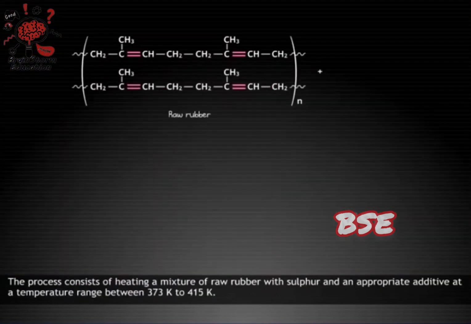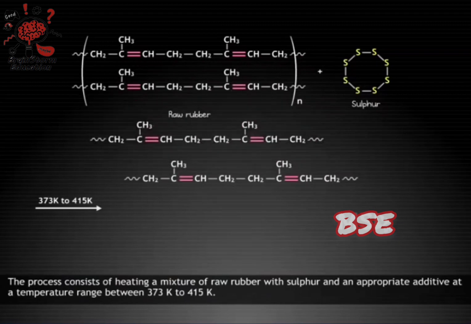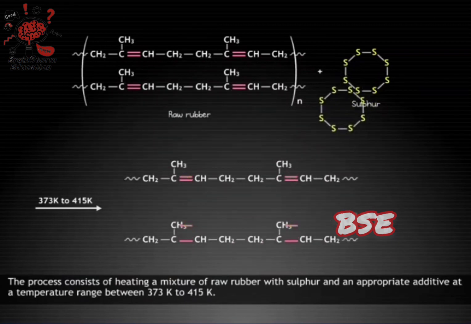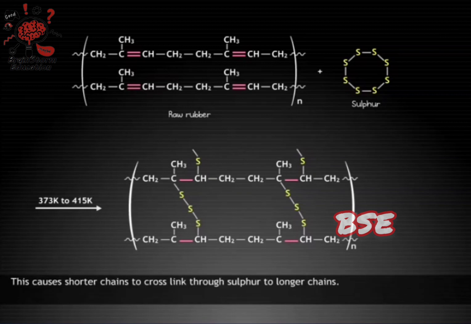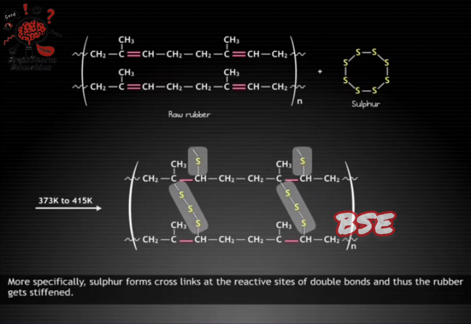The process consists of heating a mixture of raw rubber with sulfur and an appropriate additive at a temperature range between 373 Kelvin and 415 Kelvin. This causes shorter chains to cross-link through sulfur to longer chains. More specifically, sulfur forms cross-links at the reactive sites of double bonds, and thus the rubber gets stiffened.